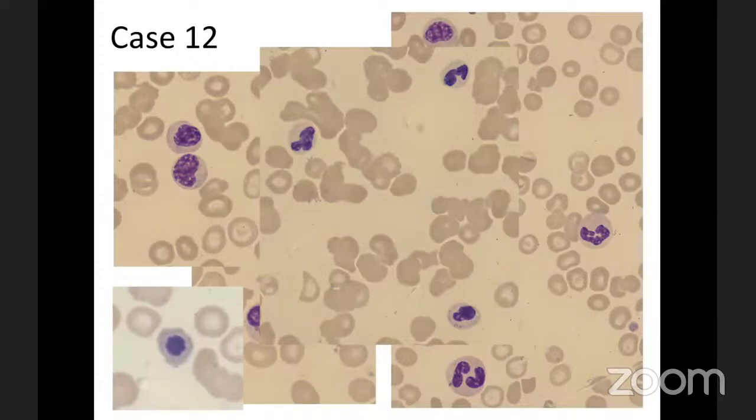So what do you think in this case? Yes. Yes. MDS. Most of you got it.